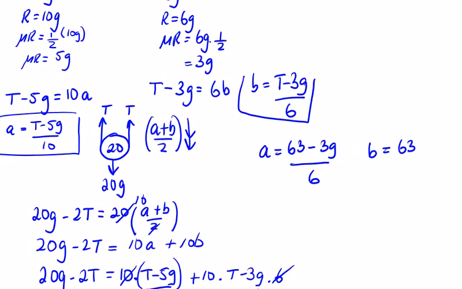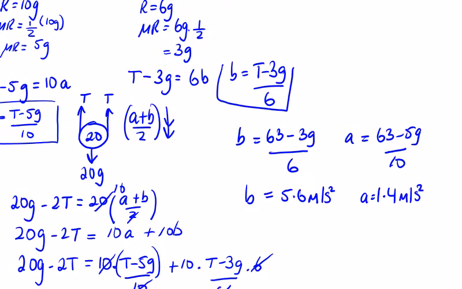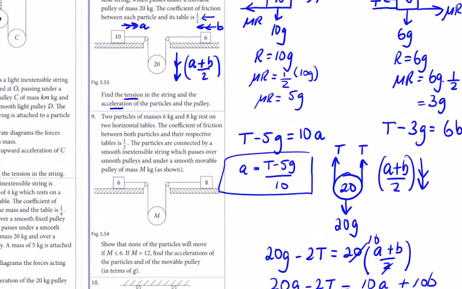No, that's wrong. That's my B. B is 63 minus 3G over 6. A is 63 minus 5G over 10, and these work out to be 5.6 meters per second squared, and this is going to be 14 over 10, 1.4 meters per second squared. So that's number 8.